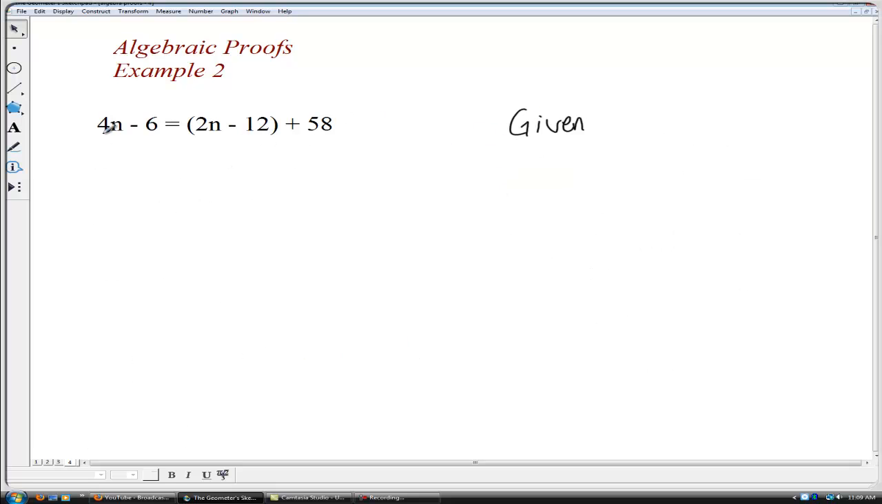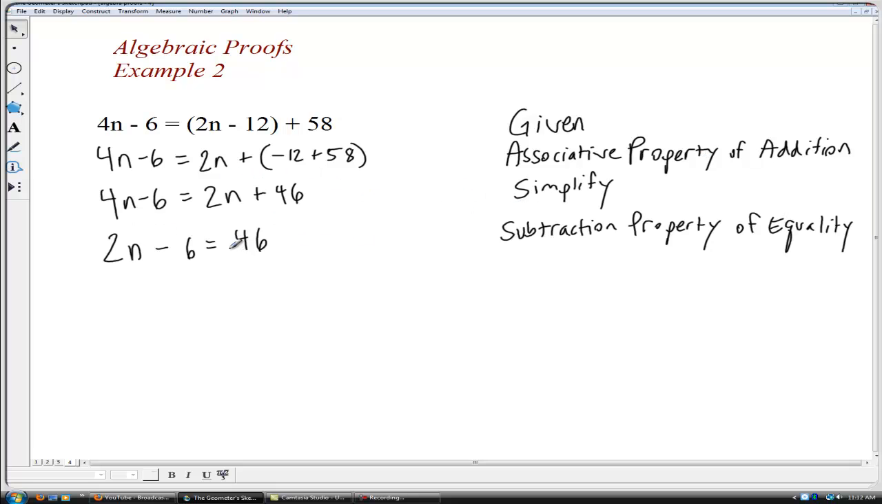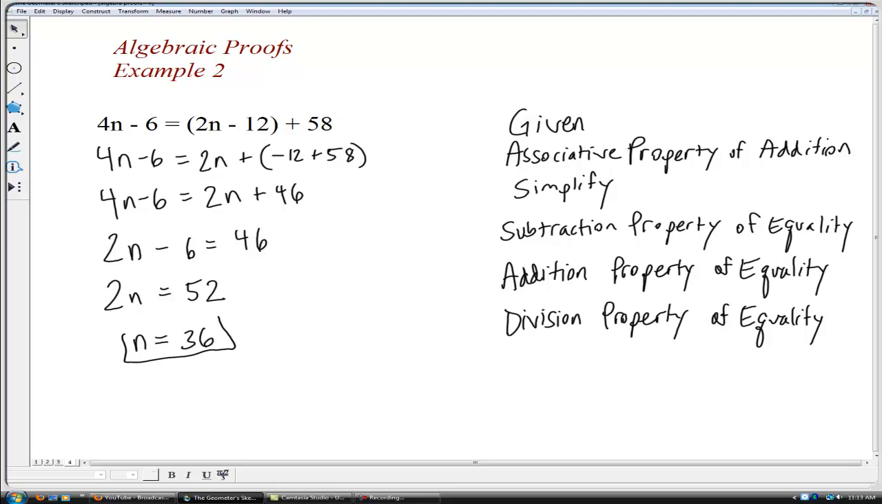Last proof. This is our given equation. Rearrange my grouping of an addition problem, associative property of addition. Combining like terms, simplify. Subtracting 2n from both sides, subtraction property of equality. Add 6 to both sides, addition property of equality. Divide both sides by 2, division property of equality.